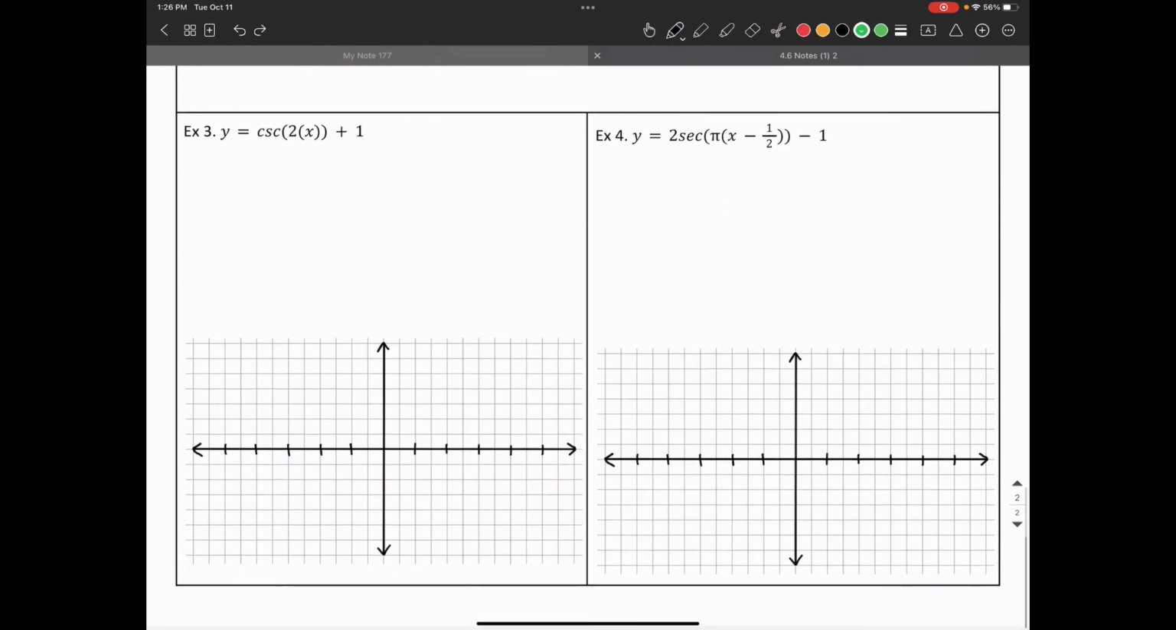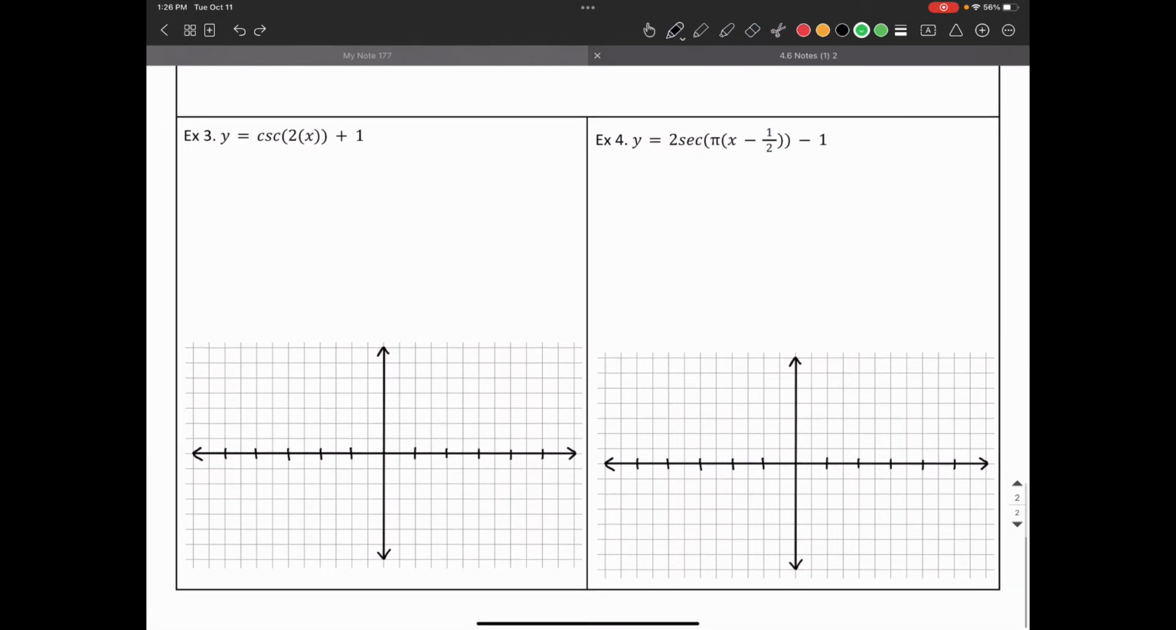So I have example 3 here. Is this what I left for you? Yeah, okay. So I want to look at the transformations that I have. First of all, I have an amplitude of 1, which I need to know, so I'm going to write that down. I have a 2. B is 2. And so I know that the period is equal to 2 pi over B, which is 2 pi over 2 here. So the period is equal to pi for this graph.